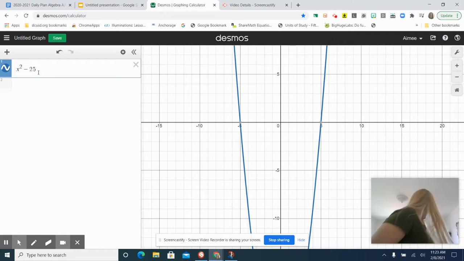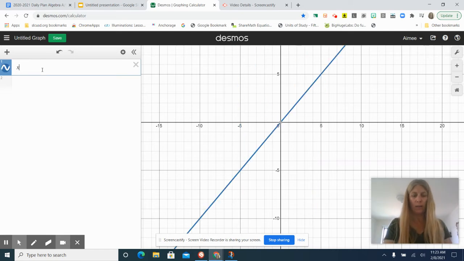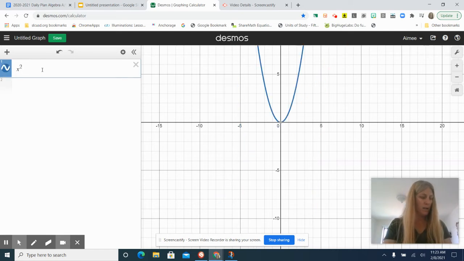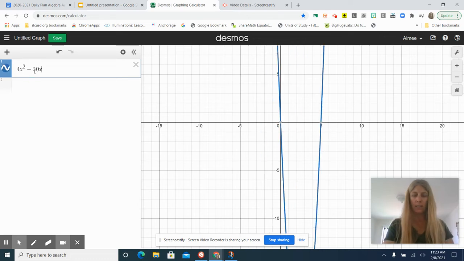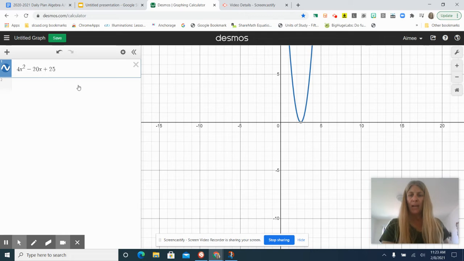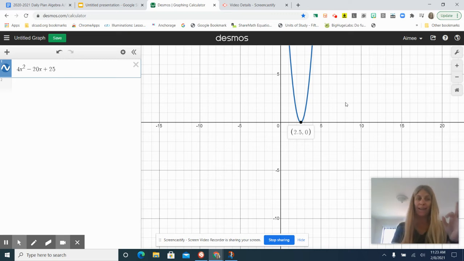However, we could have an equation that looked like this. It's going to be a perfect square here, so that could be 4x squared minus 20x plus 25. And this is our third possible situation for a graph. Notice it only has one x-intercept, and that intercept is the vertex. So there's 3 circumstances you can see.